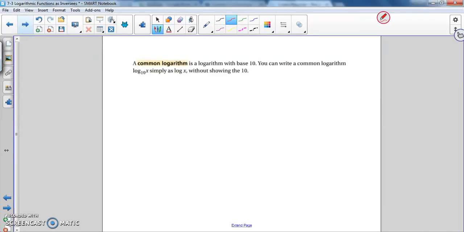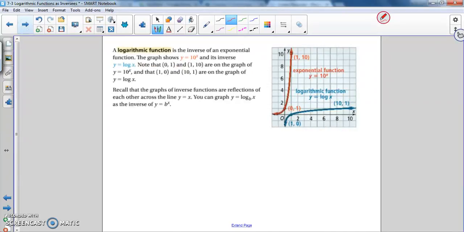A common logarithm is a logarithm with base 10. So you can write a common logarithm, log base 10 of x, simply as log of x. When we don't have a base, we say that the base is 10. A logarithmic function is the inverse of an exponential function. So the graph shows y is equal to 10 to the x power, and its inverse, y is equal to log of x. Note that (0, 1) and (1, 10) are on the graph of y is equal to 10 to the x power, and (1, 0) and (10, 1) are on our graph for y is equal to the log of x.